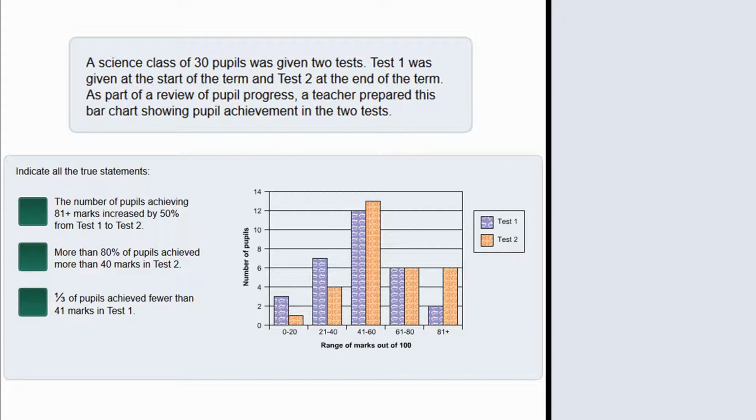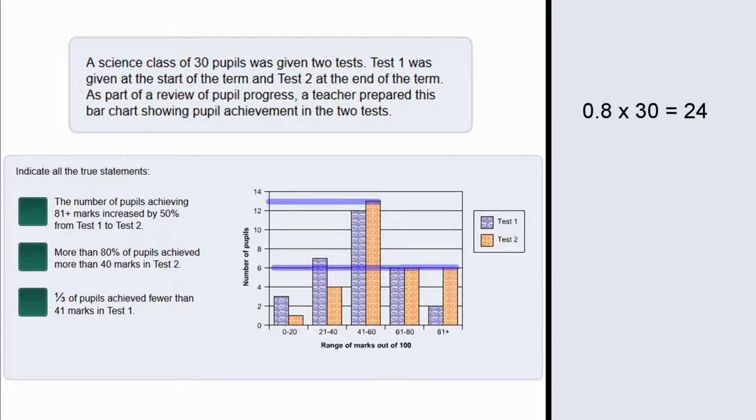The second statement claims that more than 80% of pupils achieved more than 40 marks in Test 2. Well, we can see using the graph here that if we're looking for a mark of 41 or above, we're looking for anyone who got a mark of 41 to 60, 61 to 80, or 81 plus. So in Test 2 that gives us a total of 13 plus 6 plus another 6, and when we do that we get 25. Now 80% of 30 is the same as 0.8 multiplied by 30, which gives us 24.